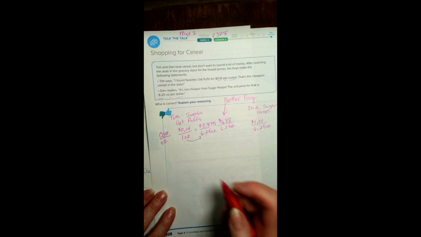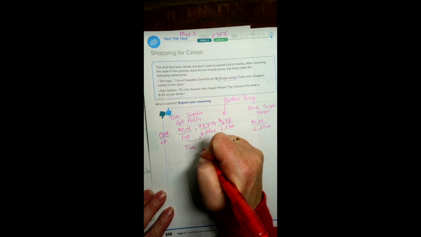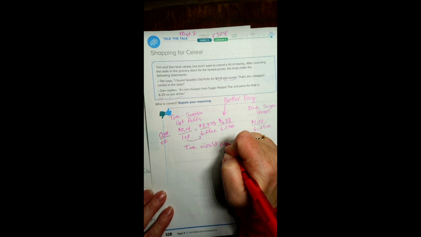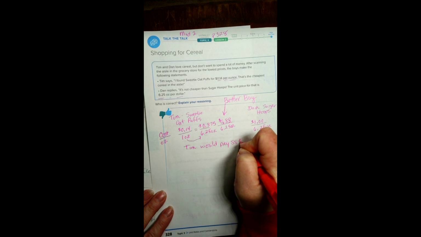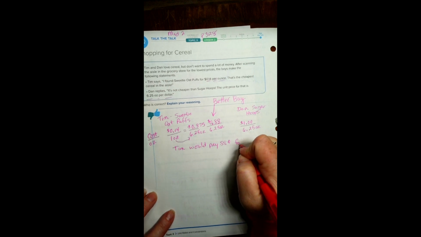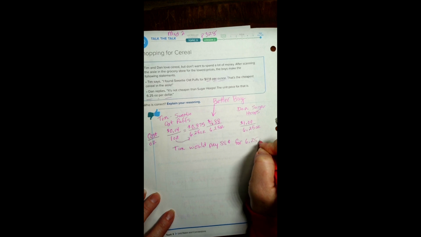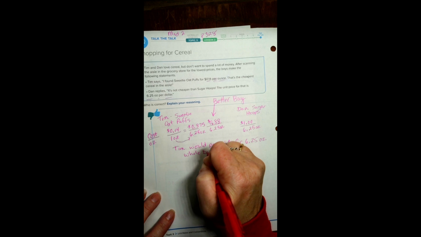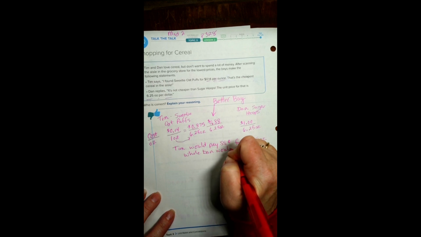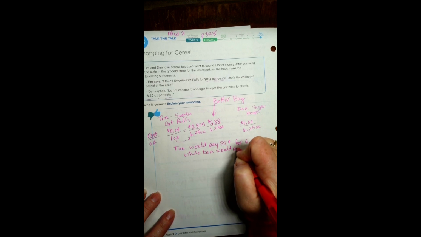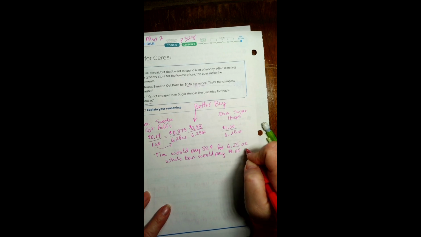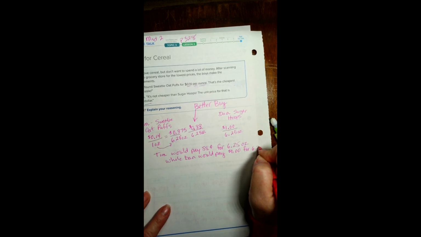Tim would pay 88 cents for 6.25 ounces, while Dan would pay $1 for 6.25 ounces.